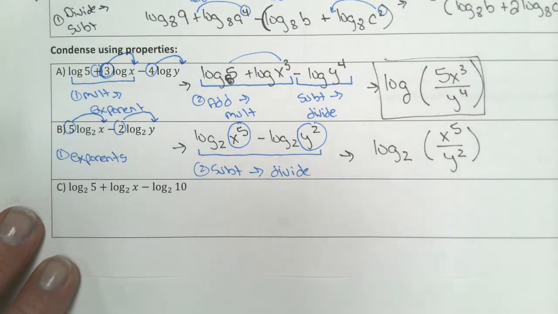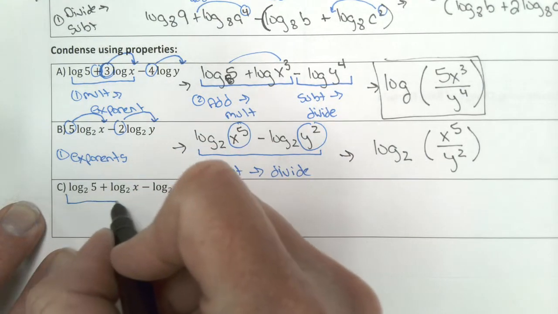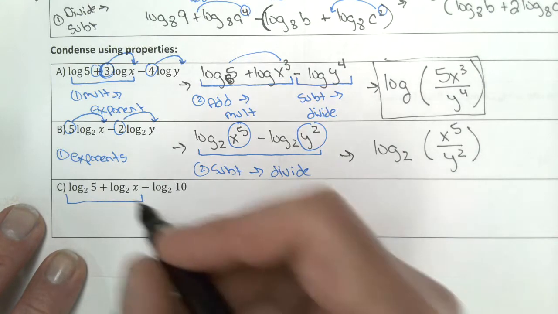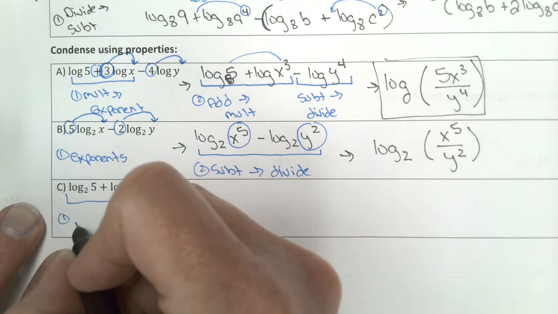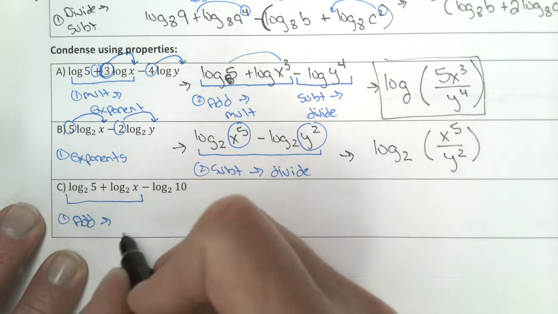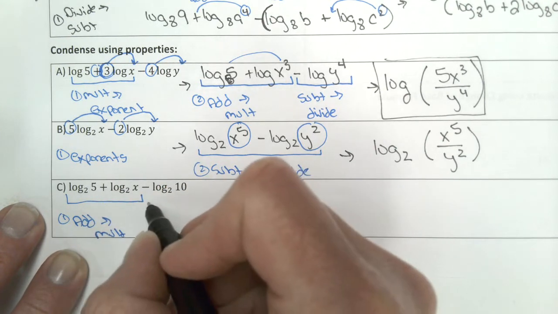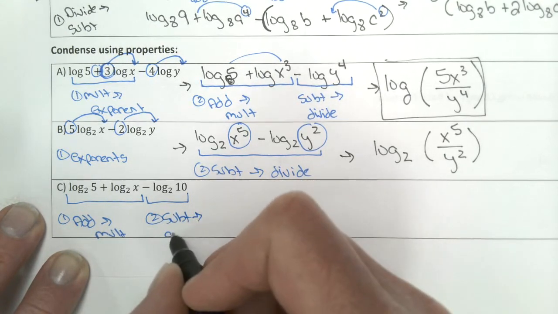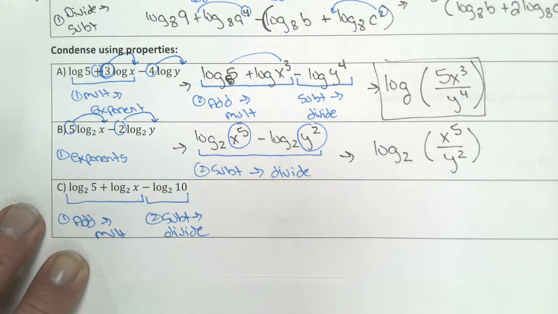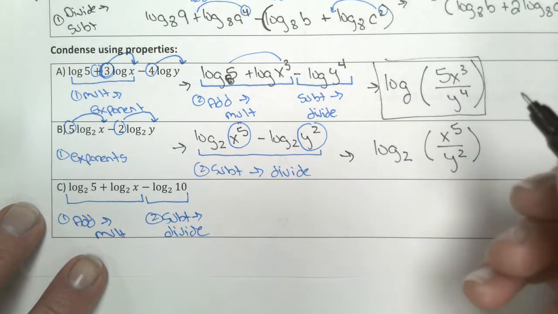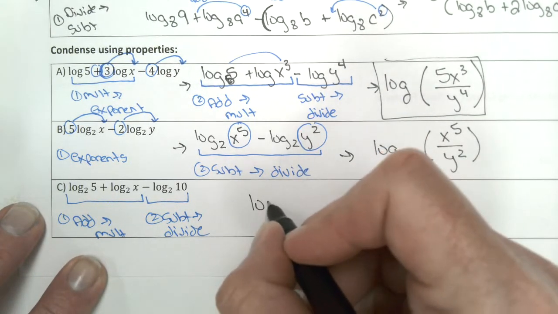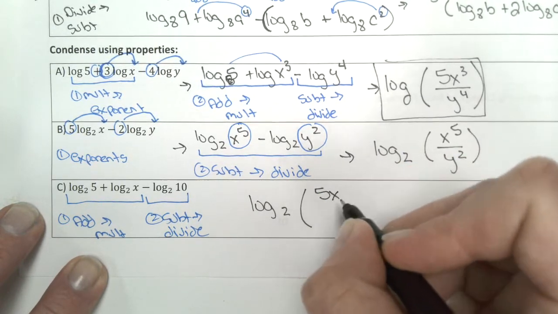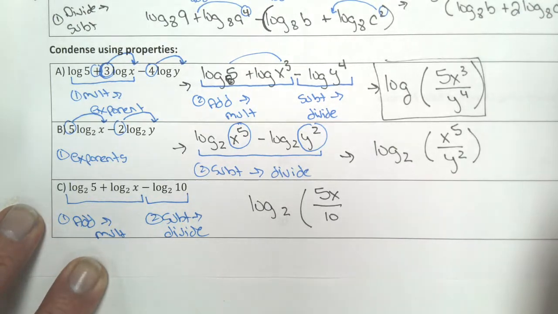All right, I have addition going on here, and I don't have any numbers out in front of my log, so the addition part means that I'm going to multiply those together, and the subtraction part means that I'm going to divide, and that's going to show up in the denominator. So I have log base 2 of 5x over 10.